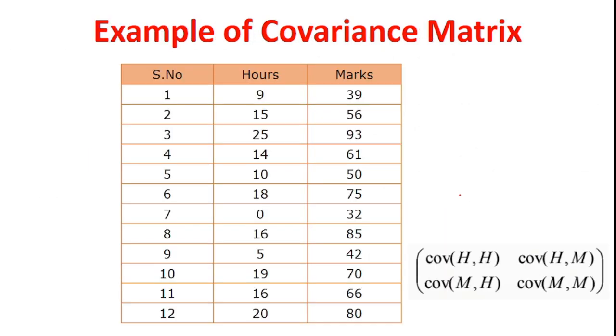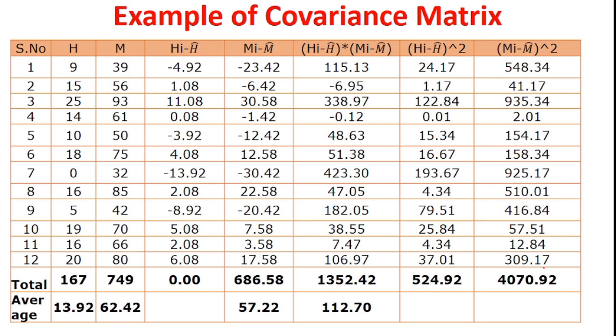Now we consider an example of a covariance matrix: how to calculate the covariance matrix of a particular data set. In this case, I have considered the hours students have studied and the marks they achieved for those hours. For 9 hours, the mark achieved by the student is 39. For 20 hours, the mark achieved by the student is 80. So how do we calculate the covariance of H, the covariance of M, and the covariance of H comma M, or M comma H? Here H is hours and M is mark. So Hi minus H hat, where H hat is the mean of the H variable.